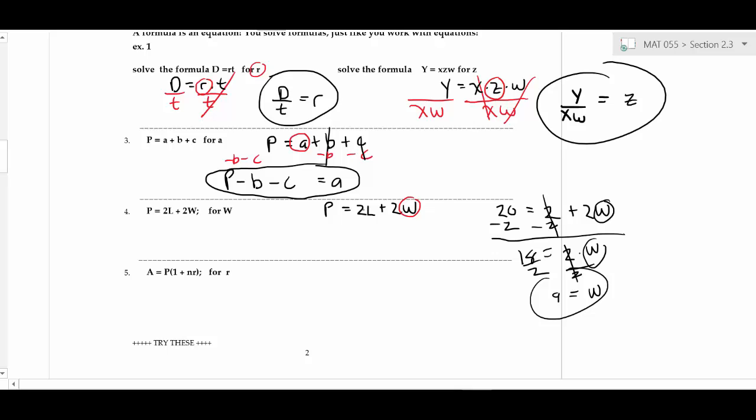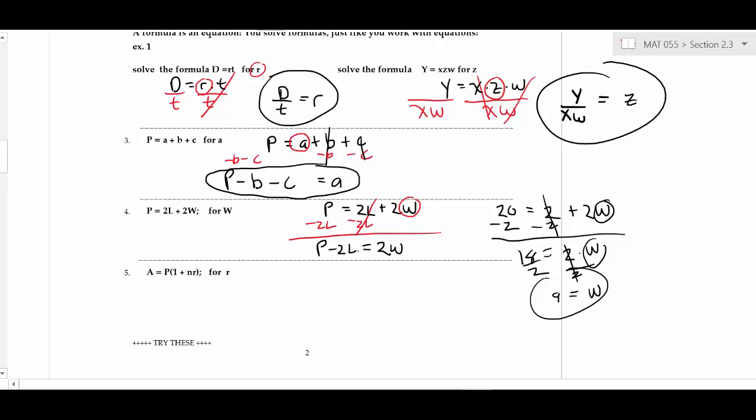How do you get rid of 2L? You subtract it. Why? Because it's added. See, there's an addition to the side of it. So what you're going to do is subtract 2L from both sides. Okay? That'll cross that out. That's going to give 2W equals P minus 2L.